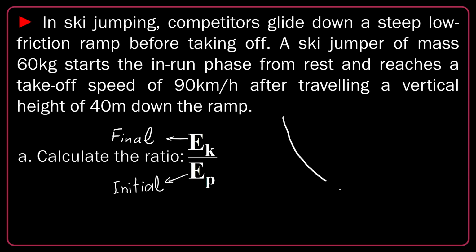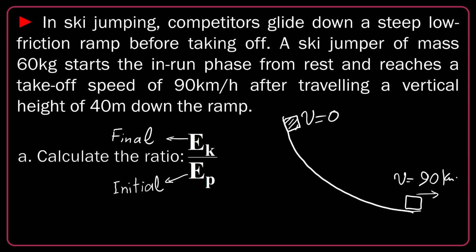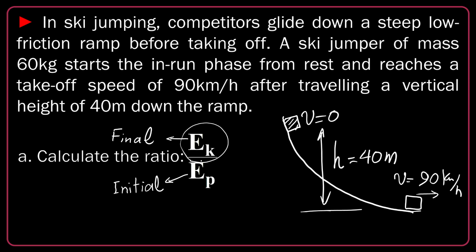Okay, let's say the ramp is like this. This ski jumper starts from here, from rest, and then gets maximum speed here. v is 90 kilometers per hour. And this is a height of h, 40 meters. Calculate the ratio of final kinetic energy divided by initial potential energy.